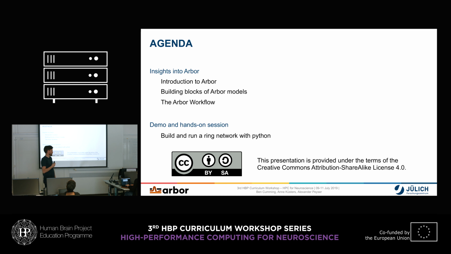Once I've finished, Anna is going to take over and do a little hands-on exercise with the Jupyter Hub notebook, where you'll get to actually get a ring model up and running. And then at the end, I'll do a little demonstration out the front where I'll show Arbor scaling using MPI and multi-core processors, and show how it can be used to run simulations efficiently in parallel.